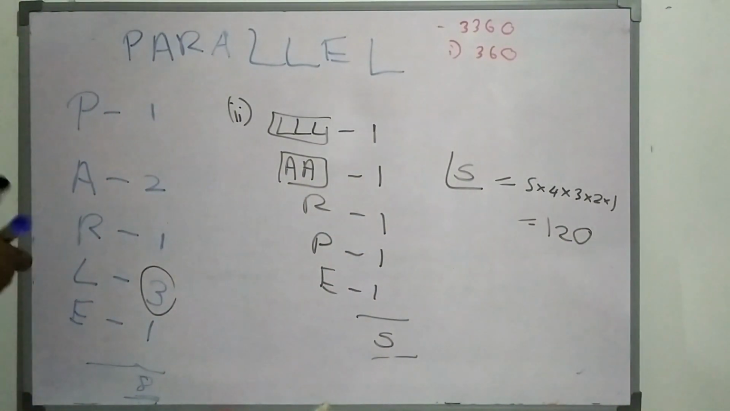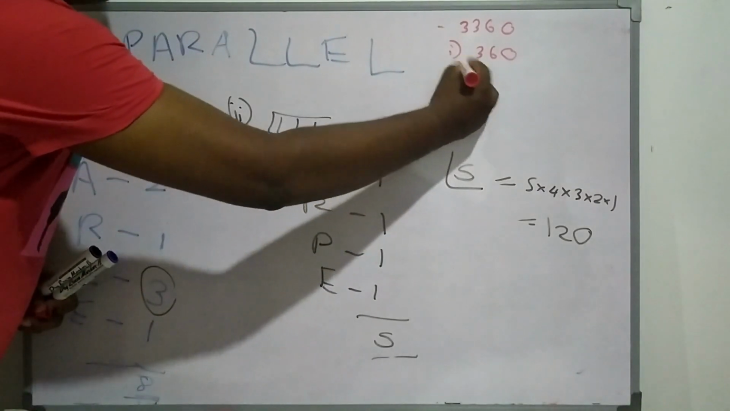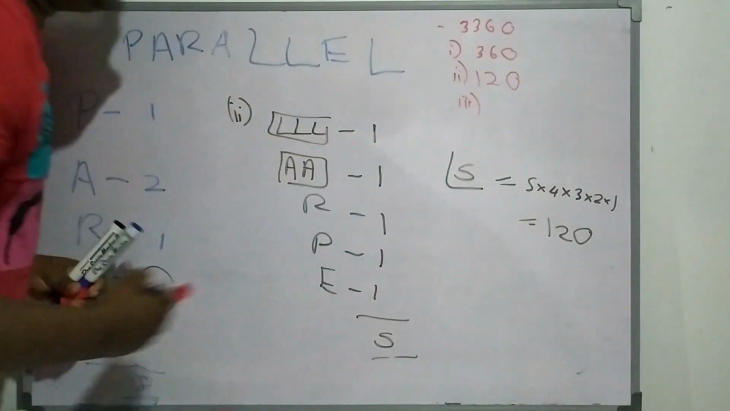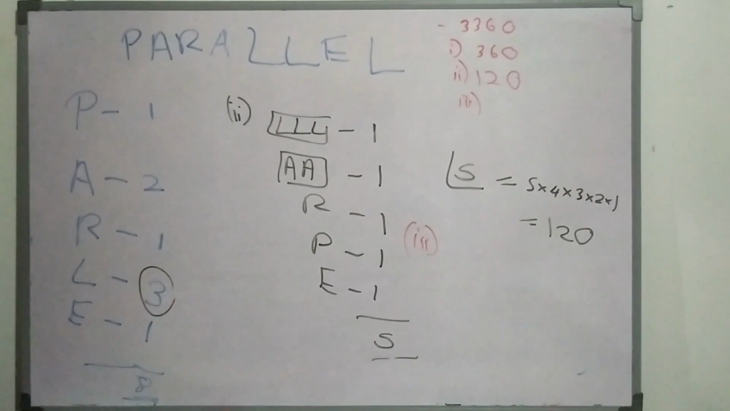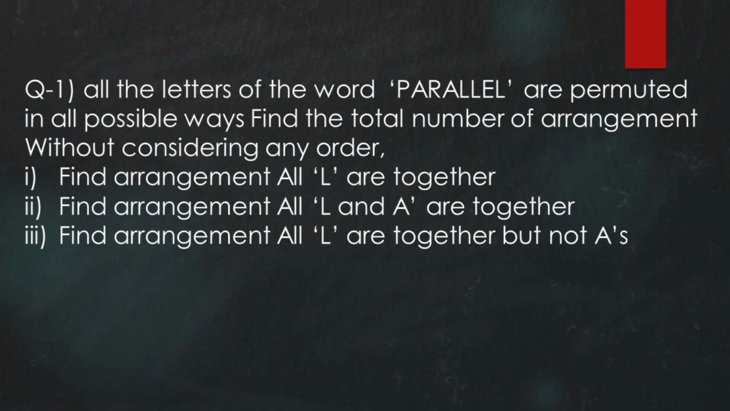All L's and A's are together. In the first row number, it was all L's together, right? Third one, what they ask for the third row number: find the arrangement where all L's are together but not A's together, right? In the first row number, we did all L's together. The next one, L's and A's together, but here L's are together but A's are not together, right? So you can see there's a pattern in the questions: all L's together, all L's and A's together, all L's together but not A's.